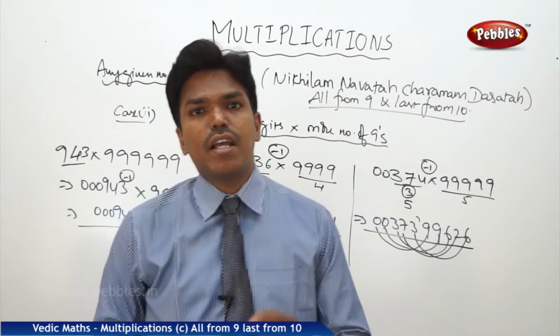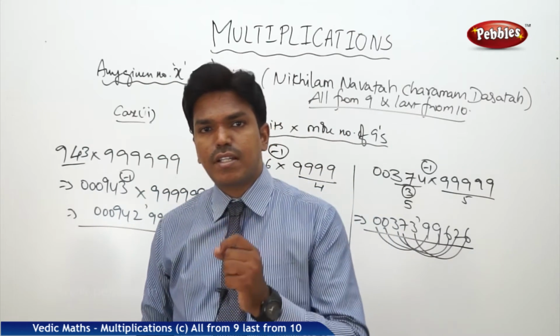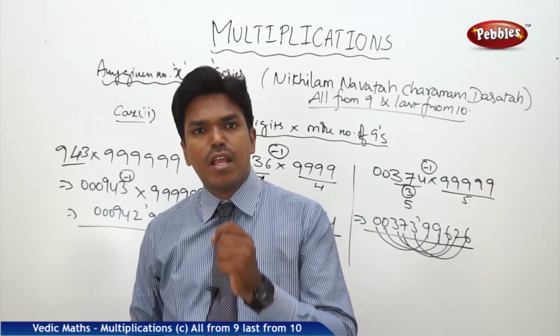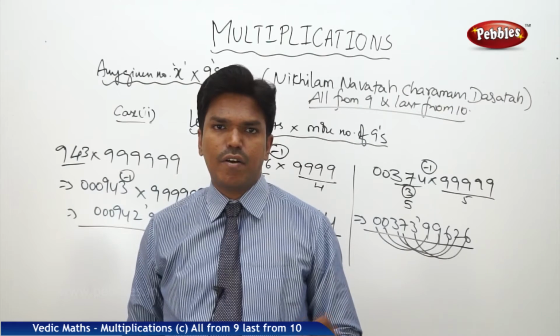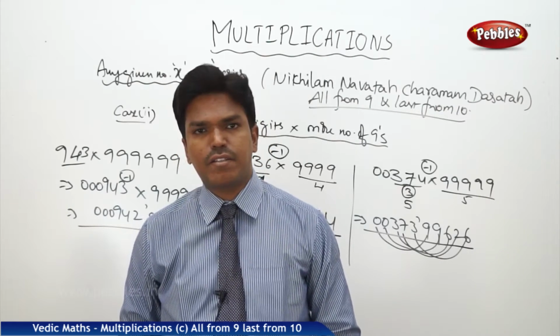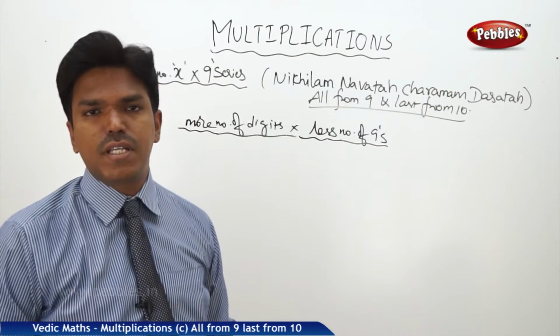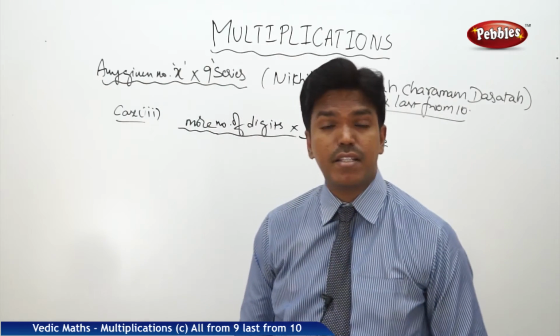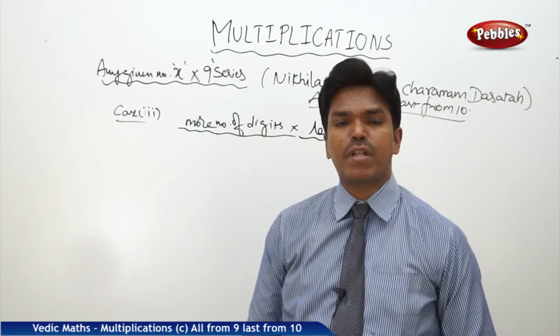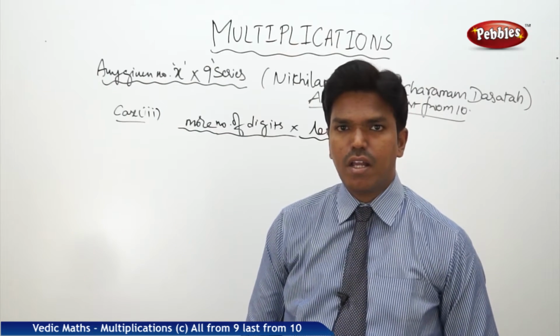What is the remaining case? Last, we have more number of digits, less number of 9's. Now we will see the last and final case in case of multiplication by series of 9's using Vilokanam, Charmam, Dhashamshaha.